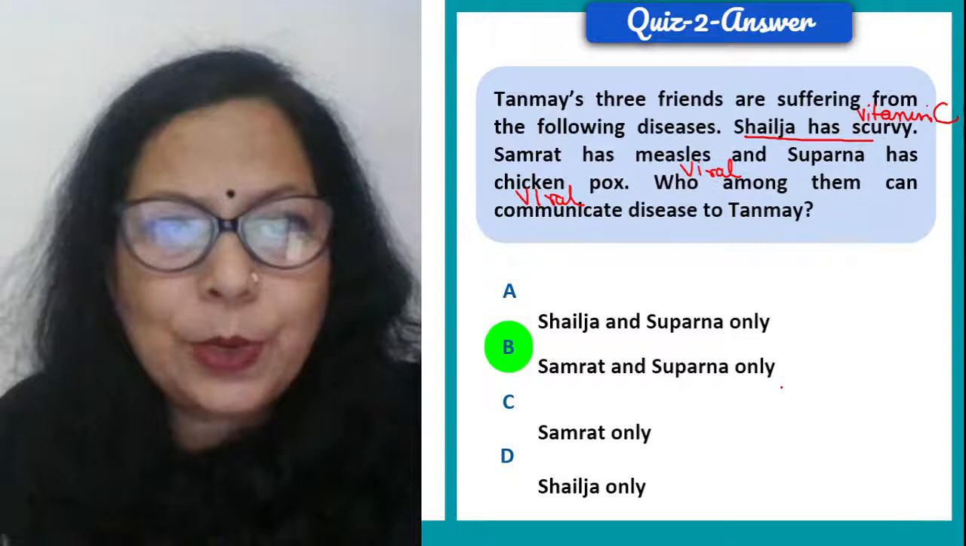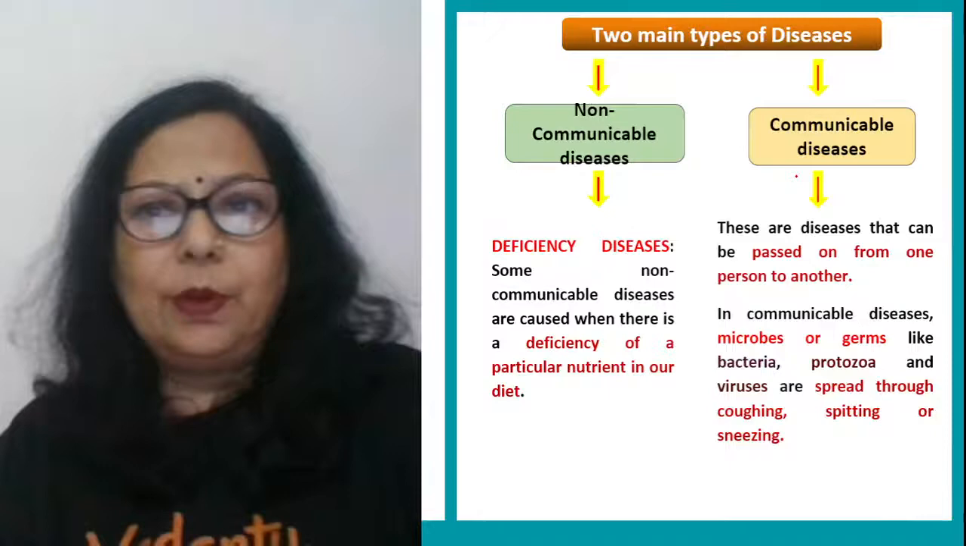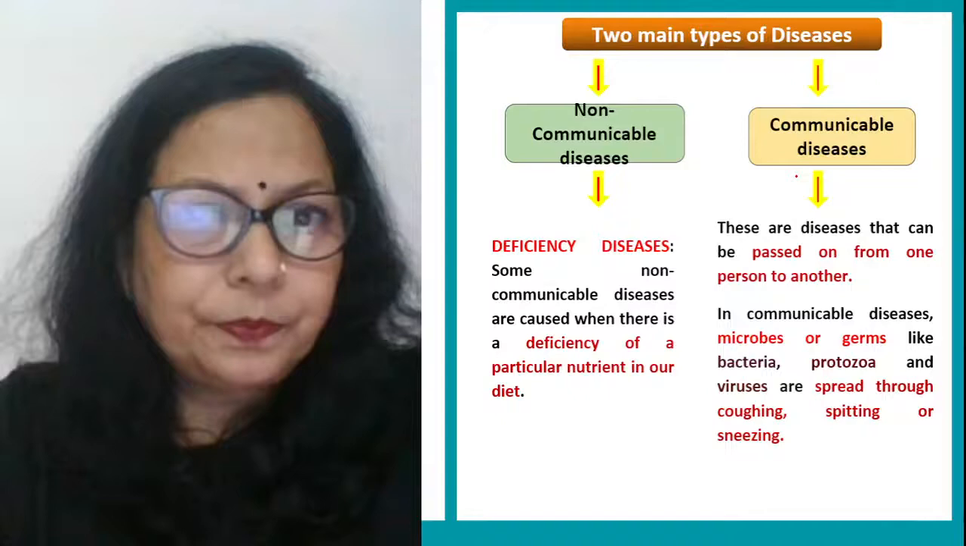It's Samrat and Suparna. So there are two types of diseases, communicable, which spread from one person to another, and non-communicable. Communicable may be of two types. One is from person to person and one is through some vector.